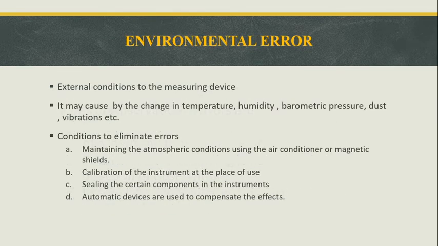Then environmental error. This environmental error occurs due to external conditions to the measuring device or measuring element. It may be caused by temperature, humidity, air or pressure, dust or vibrations on the particular instrument. We can eliminate this environmental error by maintaining proper atmospheric conditions using an air conditioner or magnetic shields, and calibration of the instrument at the place of use. The particular place should maintain a proper surface, and the instrument should be in a calibrated manner.